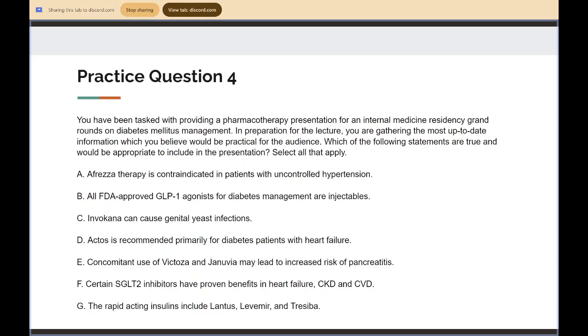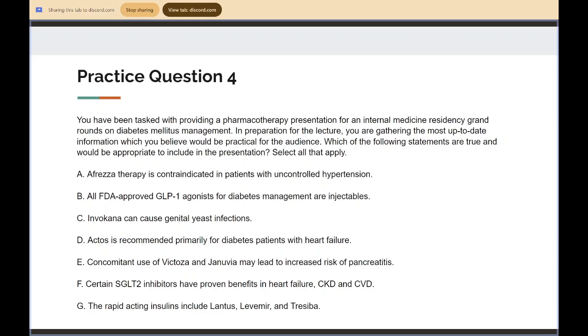You have been tasked with providing a pharmacotherapy presentation for an internal medicine residency grand rounds on diabetes mellitus management. In preparation for the lecture, you are gathering the most up-to-date information, which you believe would be practical for the audience. Which of the following statements are true and would be appropriate to include in the presentation?